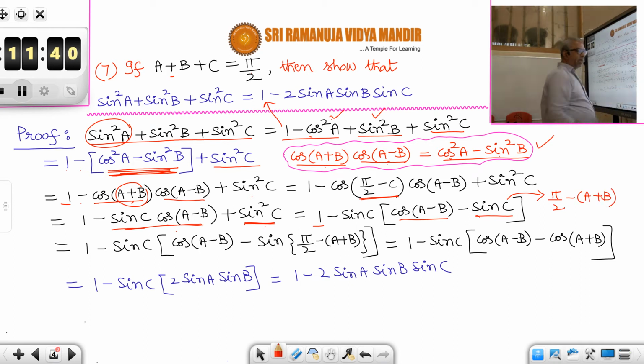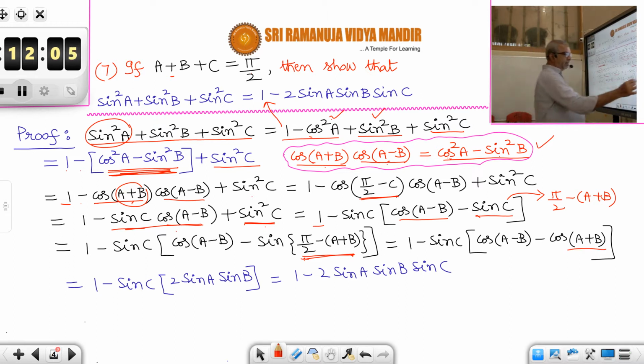Because a plus b plus c is pi by 2, this c can be written as pi by 2 minus a plus b. That is what I am doing in the next step. That is the only change. Okay. What is sin 90 minus theta? Sin pi by 2 minus a plus b. Sin 90 minus theta is cos theta. So it will be cos a plus b in the next step. That's all. There is no other change in the next step.